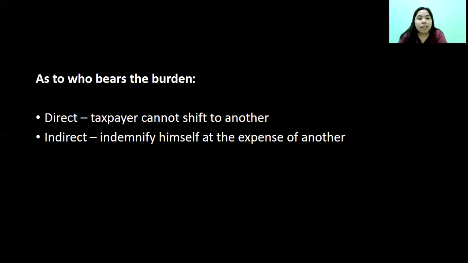Then second is indirect tax, where the taxpayer can indemnify himself at the expense of another. The best example of indirect taxes is the VAT, the value added tax. Why? A business owner buys from a supplier, and the purchase carries VAT. You can see it on the receipt if both the supplier and the business owner are VAT registered. The business owner then sells the goods to the consumer.